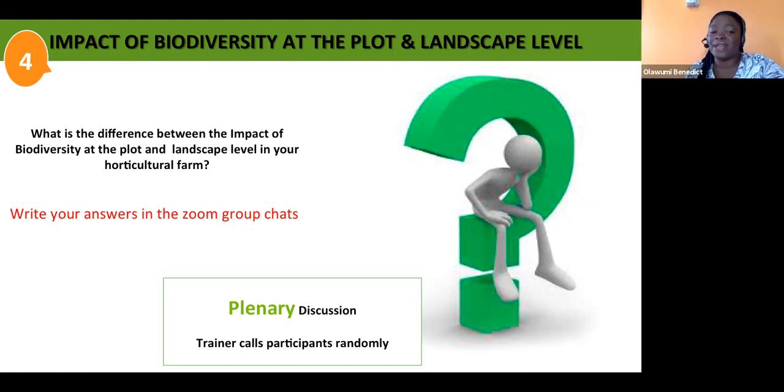So what's the difference between the impact on biodiversity at the plot level and at the landscape level in your farm?